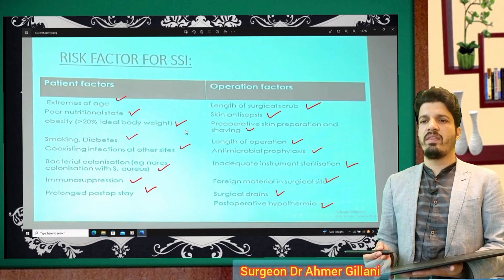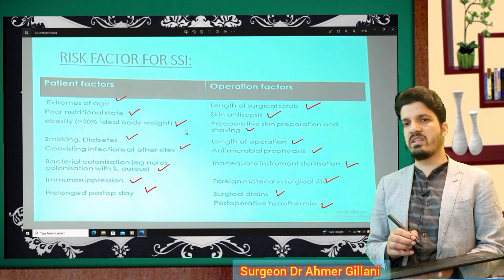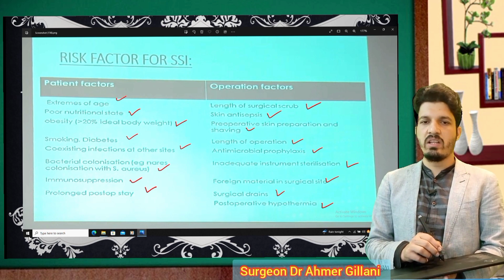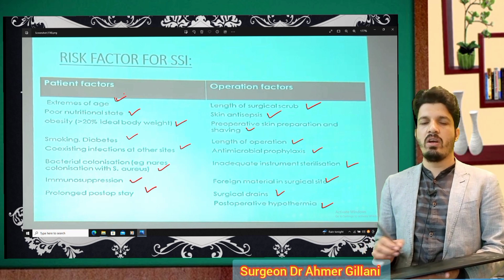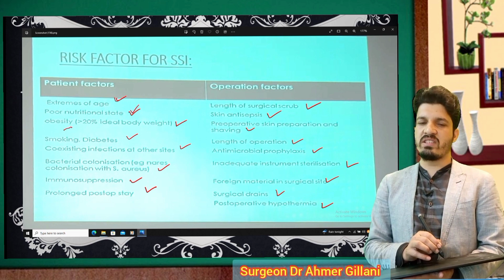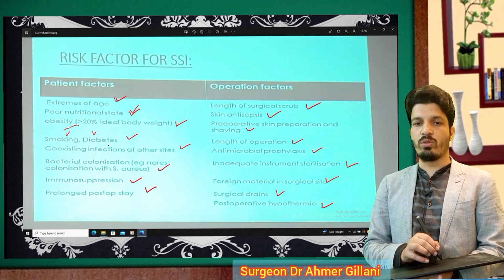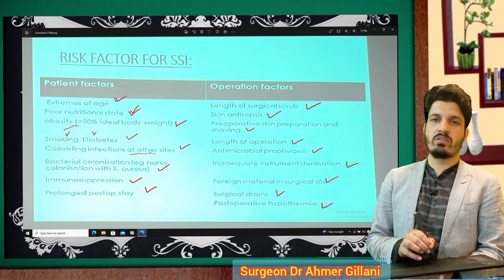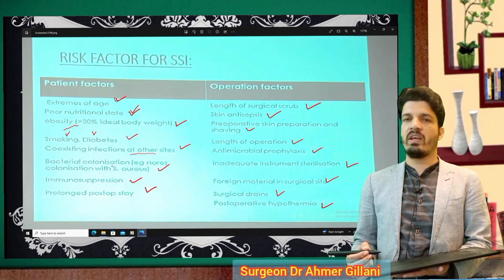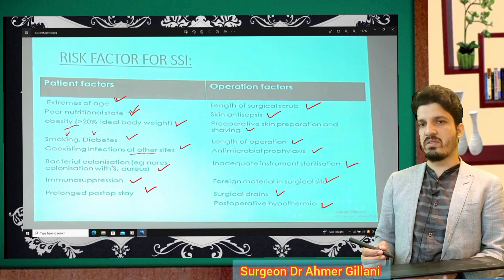So the most important thing, the risk factors for surgical site infections. Remember one thing, some of the factors are modifiable and some of them are not modifiable. Like in the case of patient risk factors, the extremes of age, you cannot modify this risk factor. Poor nutritional status, you can improve the nutritional status and you can control the obesity. You can quit smoking. You must have good glycemic control, and coexisting infections at other sites you must treat, and bacterial colonization, for example nares colonization with Staphylococcus aureus. And if immunosuppression is there, this is also a risk factor for surgical site infection, and prolonged post-operative stay.